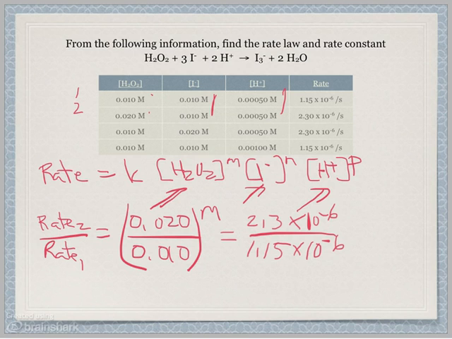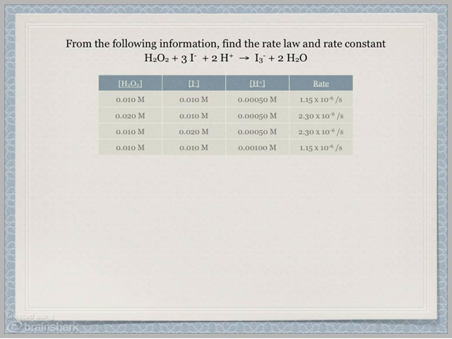So now we just have to do out this math, and we end up with 2m equals 2, and so m in this case is just going to be equal to 1. So we were able to figure out our first exponent. Now let's figure out the exponent for the I minus, where again we want to get 2 trials where everything else is the same except for the I minus concentrations.